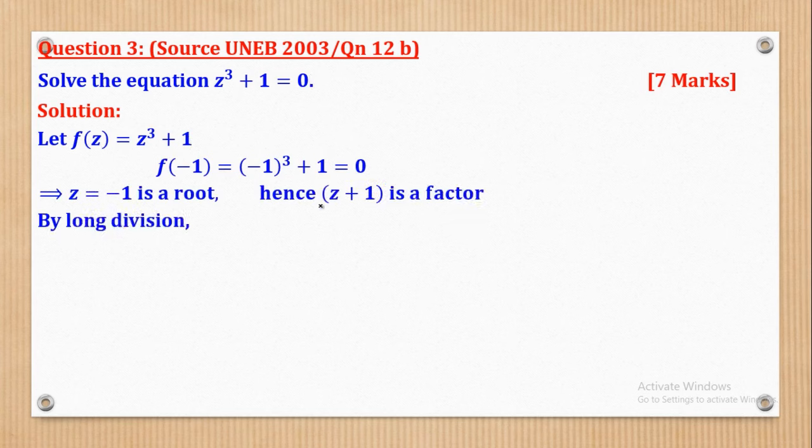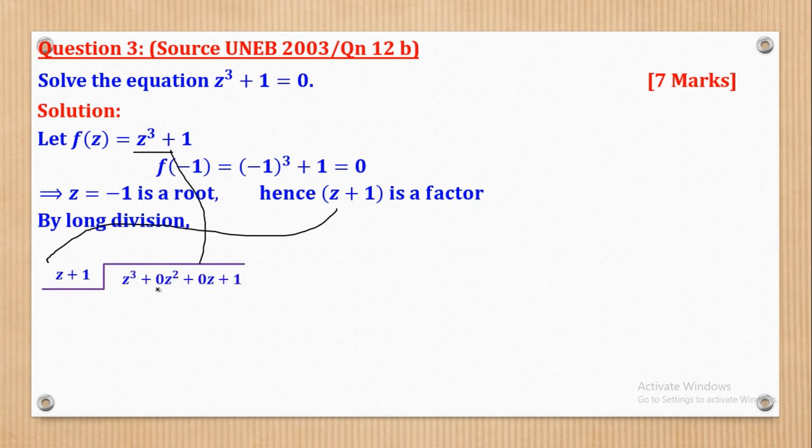So now that I've got at least one of the factors, I'm going to do long division to divide this cubic equation by this factor to be able to get the other roots. So dividing, I'll put this factor here, and this function here. I'm putting these zeros to ease the division. Remember, divide the highest degree with the highest degree. So z cubed divided by z will give you z squared, so I'll put it here.